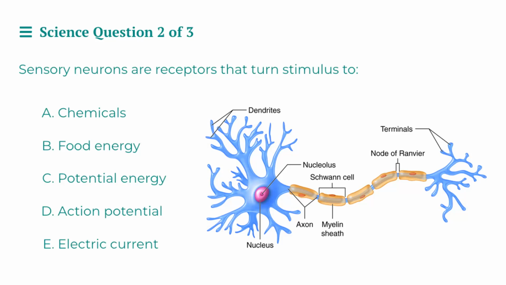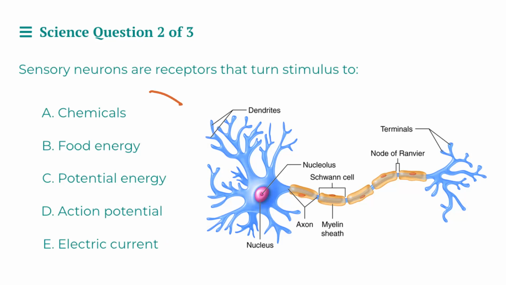So this question says, sensory neurons are receptors that turn stimulus into which of the following? Is it A, chemicals, B, food energy, C, potential energy, D, an action potential, or E, electric current?